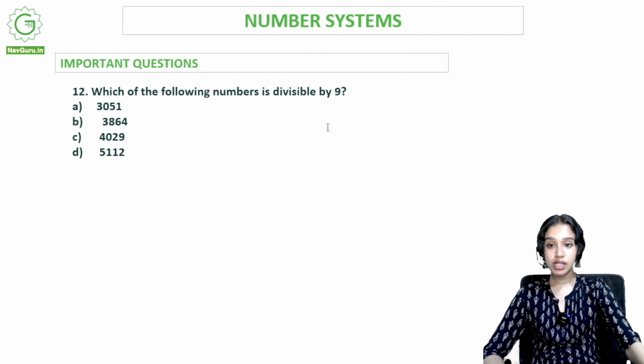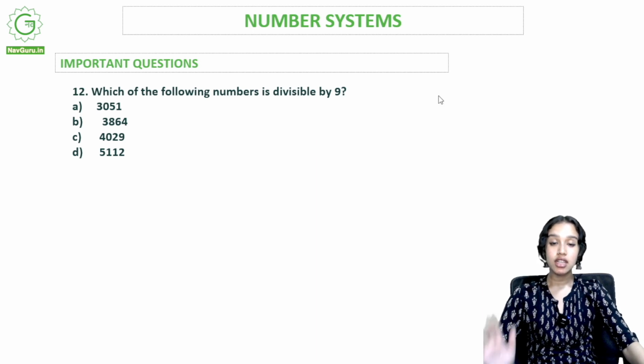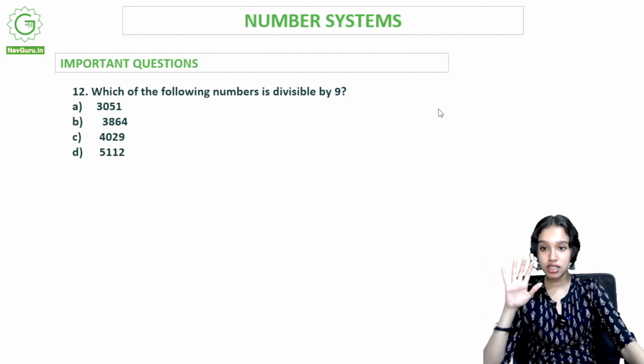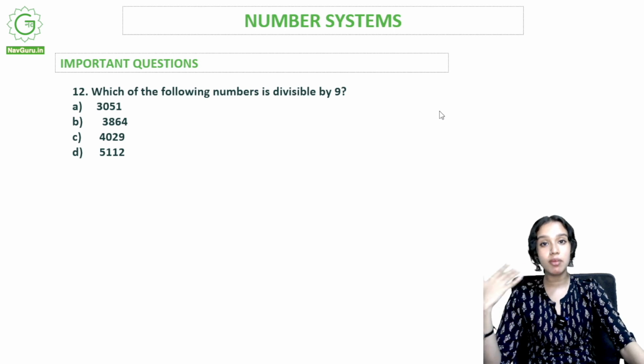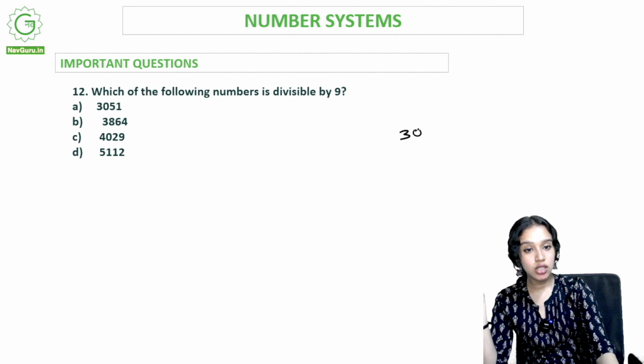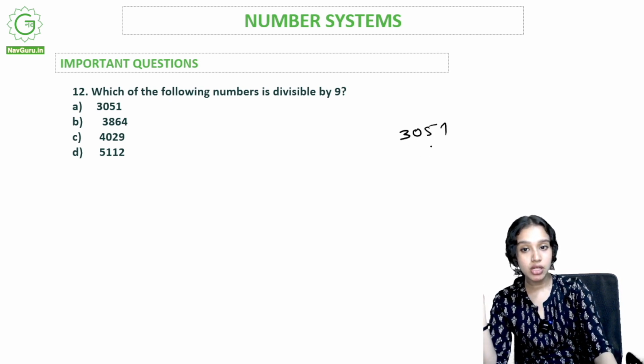Moving on to the next question, which of the following numbers is divisible by 9? So what is the property to be divisible by 9? If you add the digits of the number, you should get a digit which is 9 or is a multiple of 9. So if you're taking 3051, what is the sum of the digits? It's 8 plus 1, it's 9.